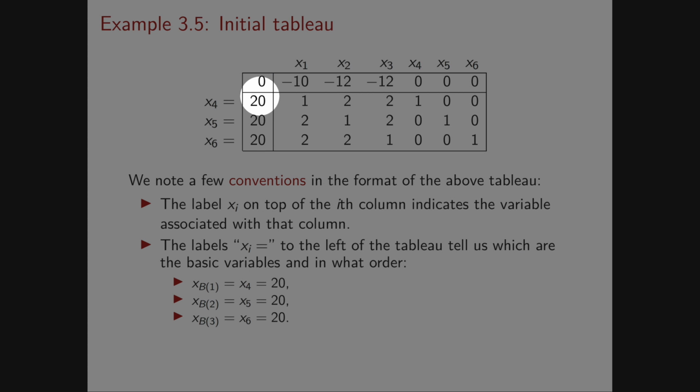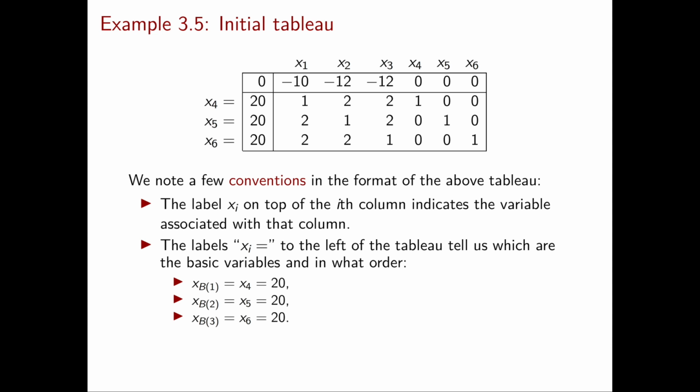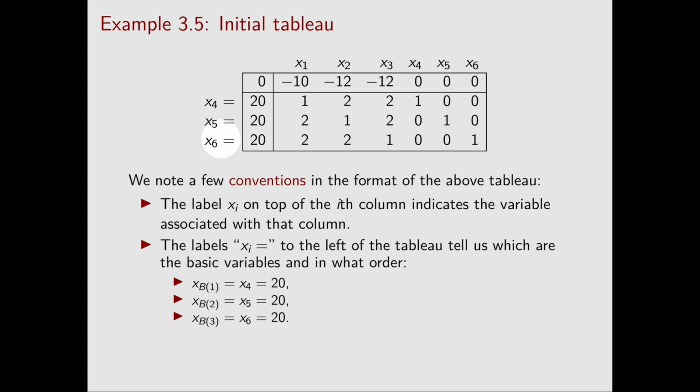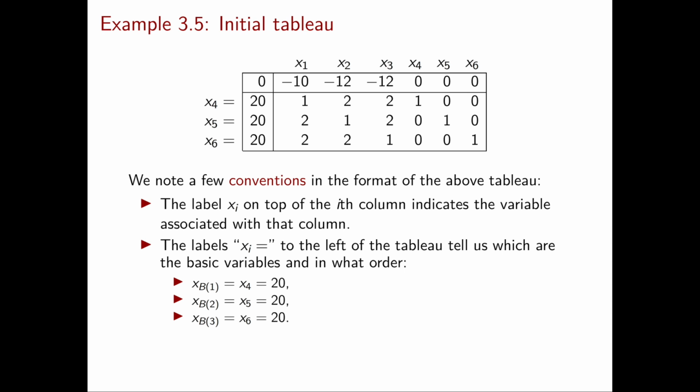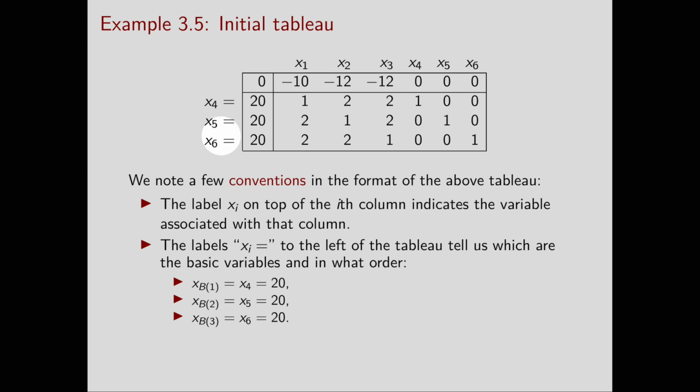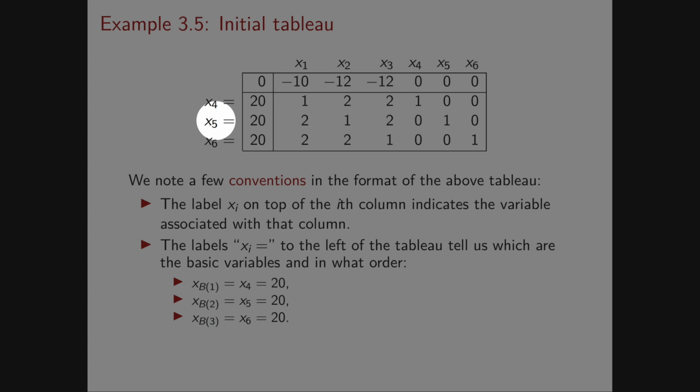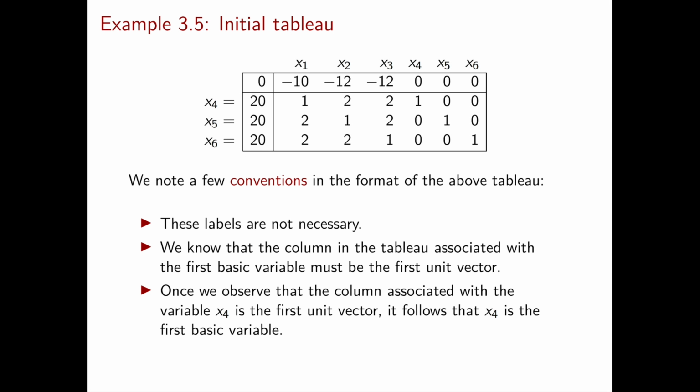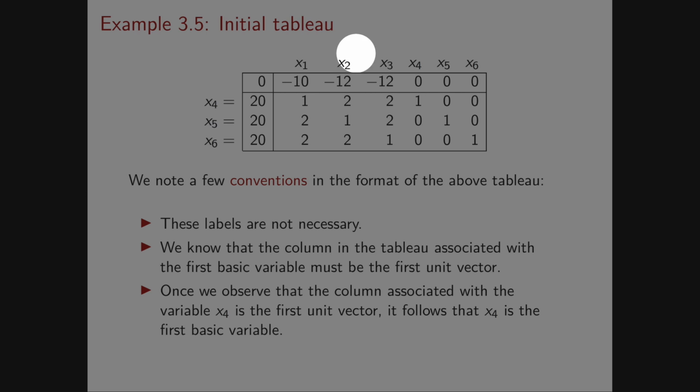Remember that the 0th column tells me the value of the basic variables in the current basic feasible solution. So in particular, using these labels, I can quickly understand what is the current basic feasible solution. In this case, it is x4 equal to 20, x5 equal to 20, and x6 equal to 20. Now all these labels are not really necessary. In fact, if you didn't have the ones at the top, you can easily write them down. You just need to write x1, x2 until xn.